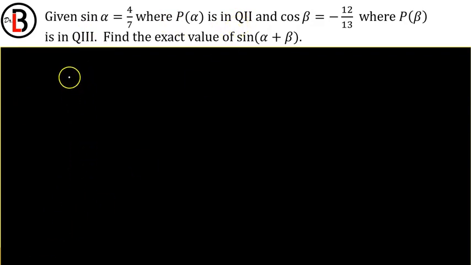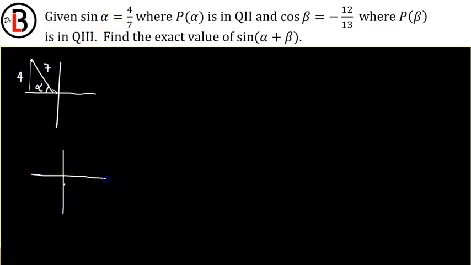So let's draw a second quadrant angle. Let's just say this one is alpha. And then since sine is opposite over hypotenuse, that one would be your P alpha. And then there's a beta, and it says it's in quadrant number 3. So in here, quadrant number 3, is where you'll find beta.